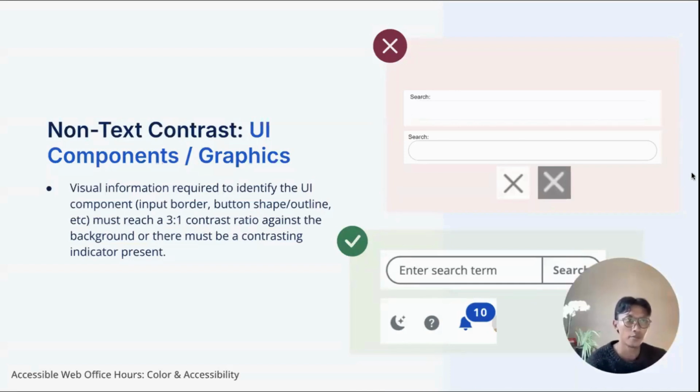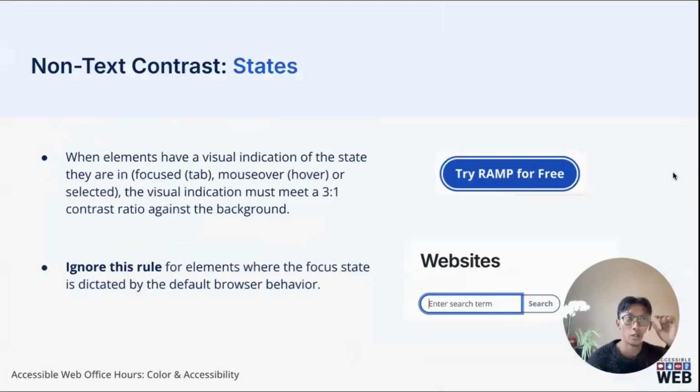So for non-text contrast states, when elements have a visual indication of what state they're in, so whether it's focus for tab, mouse over and hover, or selected, the visual indication must meet a contrast ratio of at least 3:1 against the background. But this rule can be ignored for elements where the focus state is dictated by the default browser behavior. So we recommend using the native browser focus indication when possible.